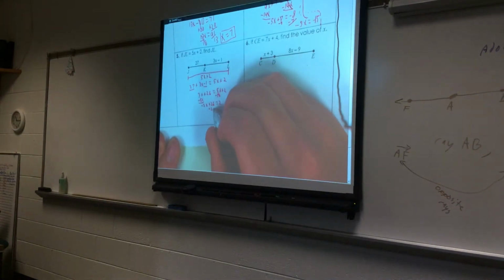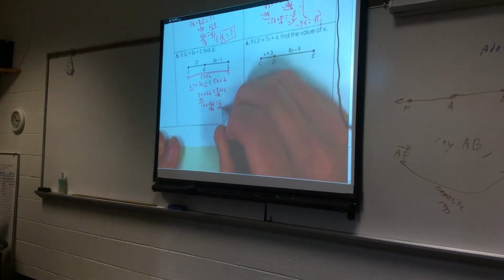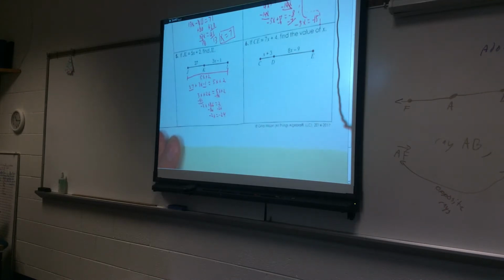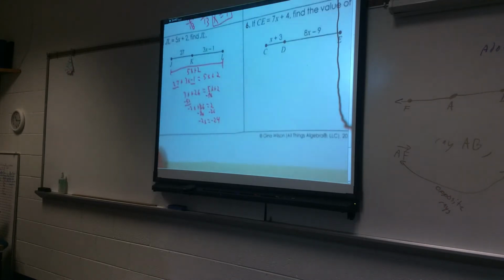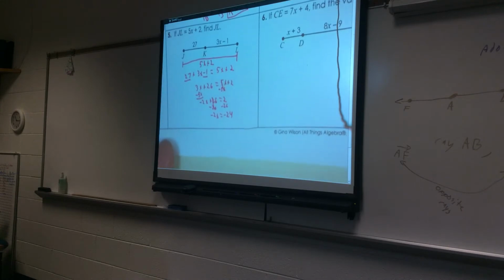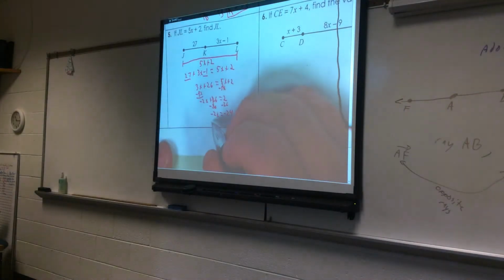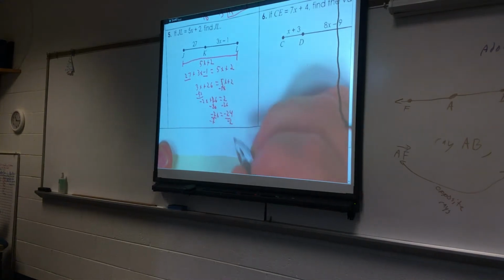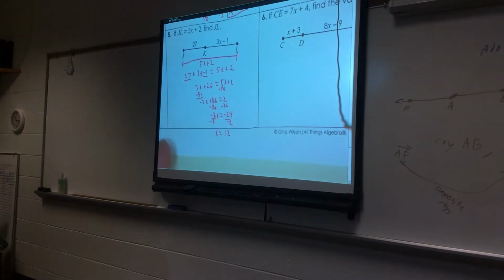Subtract 26. That leaves me with negative 2x equals negative 24. And then if I divide by negative 2, that's going to give me x equals positive 12.